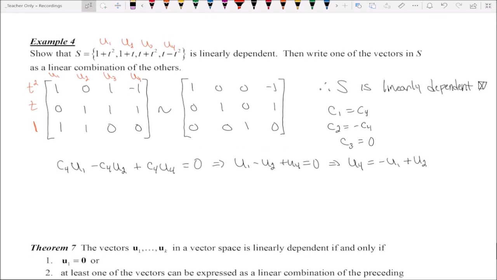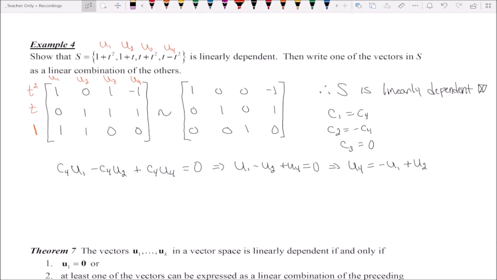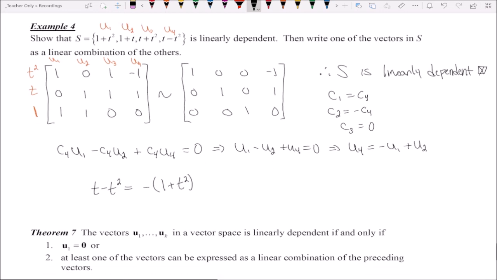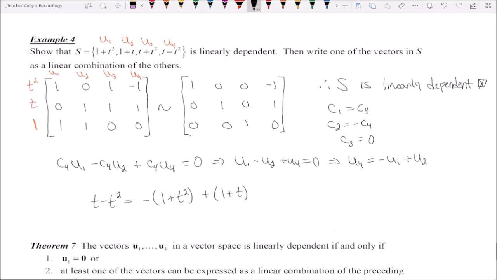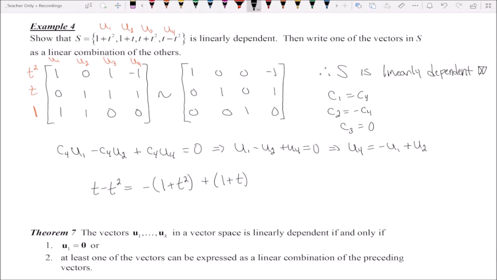So writing this out now, where we have our U1 through U4, let's write t minus t squared is equal to negative 1 plus t squared plus 1 plus t. And there's our linear combination.